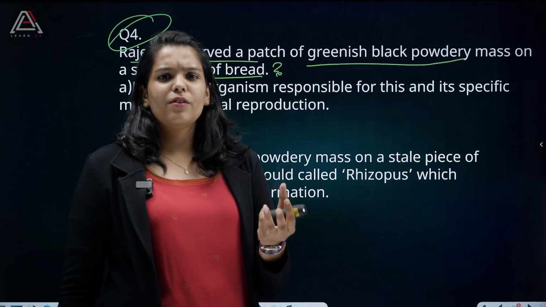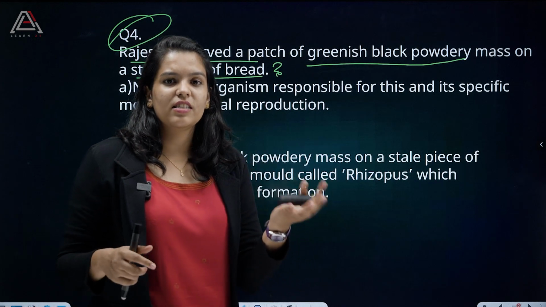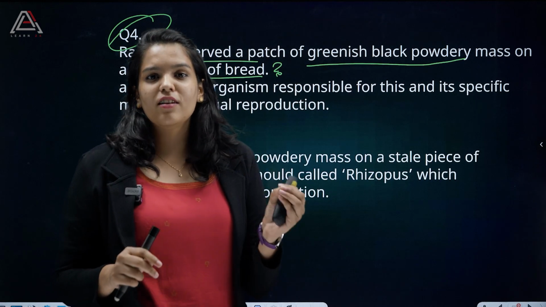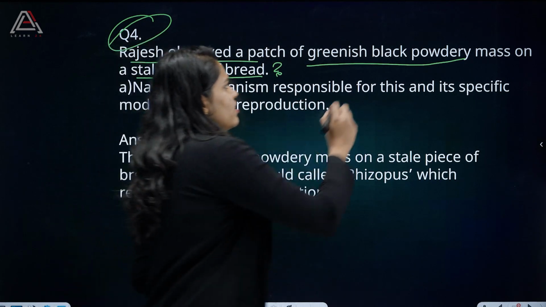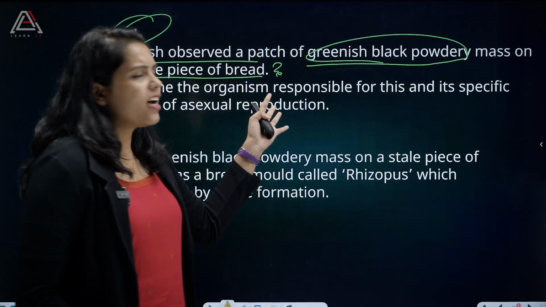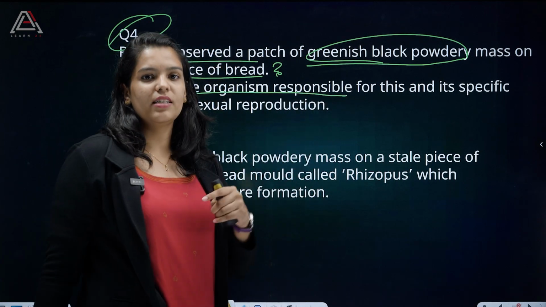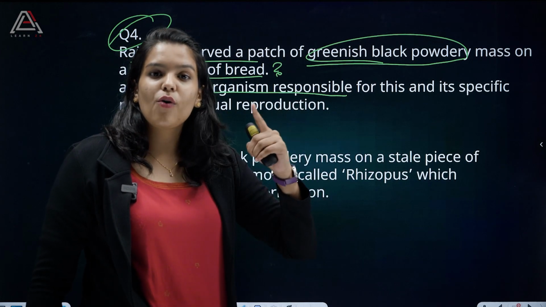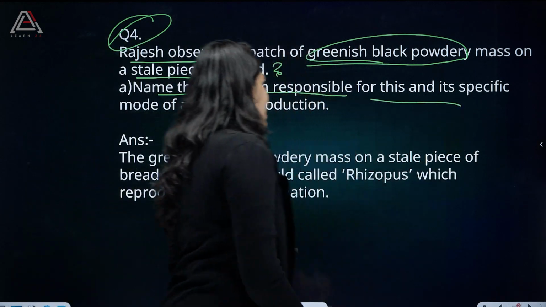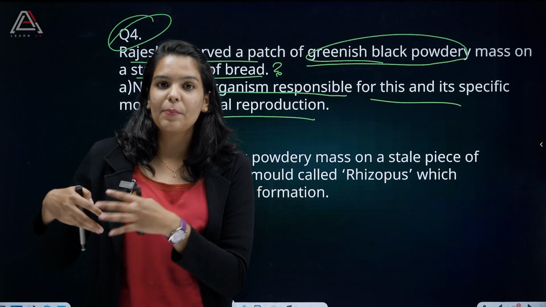Now you have seen when you keep a bread piece anywhere, either outside the fridge or inside the fridge, if you keep it for a really long time, you can see on its surface a greenish, powdery substance produced on the bread, right? So they are asking what that is. That is the simple question here. Name the organism which is responsible for producing that green color on the bread, and specify how, that is, what mode of asexual reproduction is happening in this case.